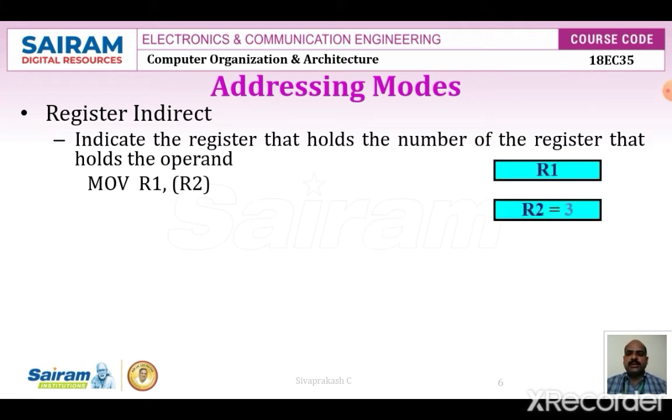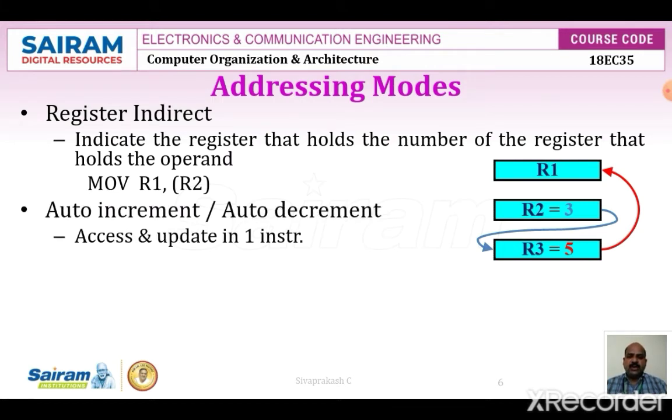So let us see register indirect. The figure indicates that the register holds the address of a register that holds the operand. Move R1 comma, within brackets R2: R2 is the register whose content gives the location. For example, R1 is requesting data which is present indirectly through R2. R2 contains 3, that is, register 3. Then from that, the data is moved into the register R1. This is register indirect. We also have two more modes called auto increment and auto decrement, which we will see later as additional modes.